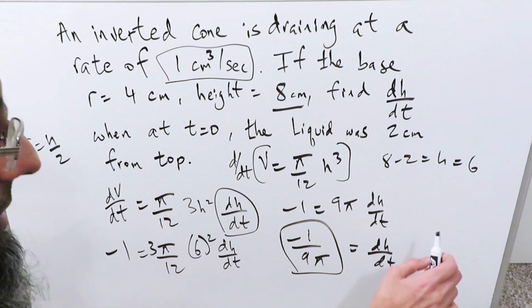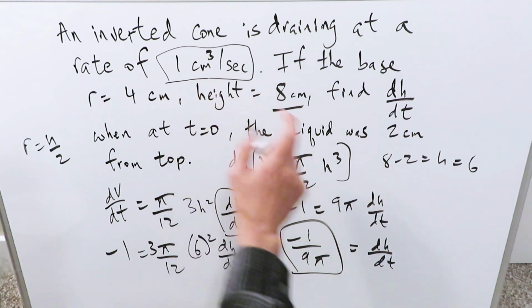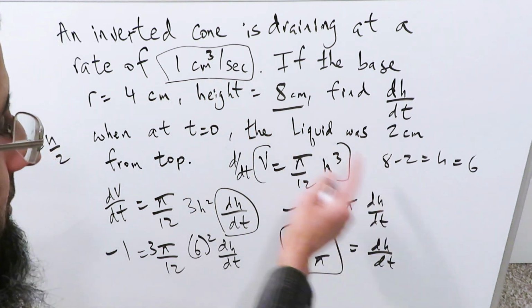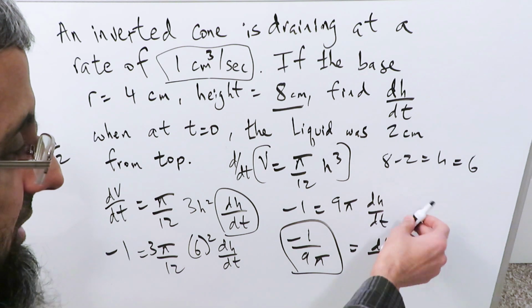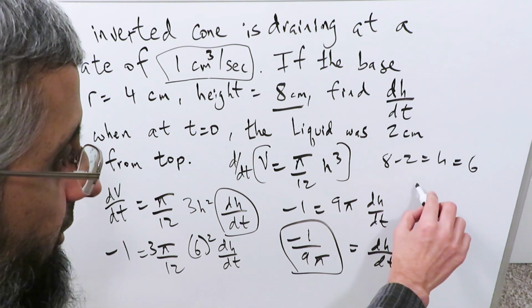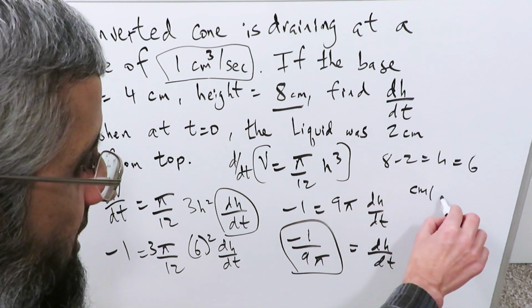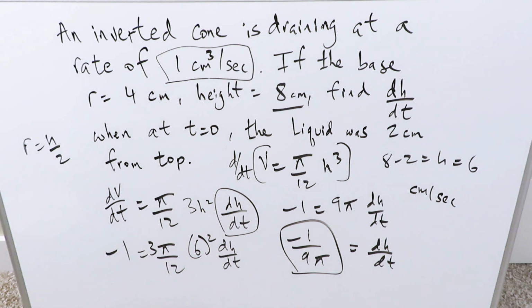What will your units be? You know your units are going to be what you're seeing over here, but get rid of the cube because we're not looking at a volume dimension, we're looking at a linear dimension, and it'll be units of centimeters per second. Each second your height will drop by a factor of minus 1 divided by 9 pi. You can run this on your calculator. Obviously it's a decimal value.